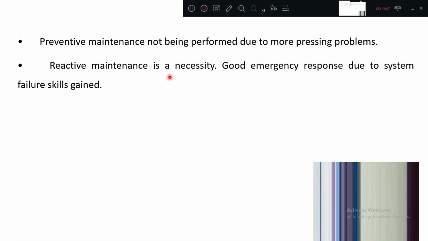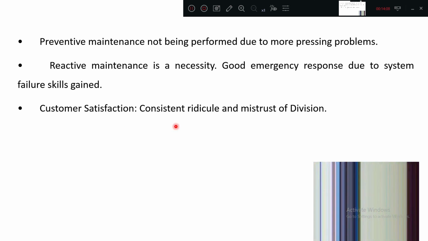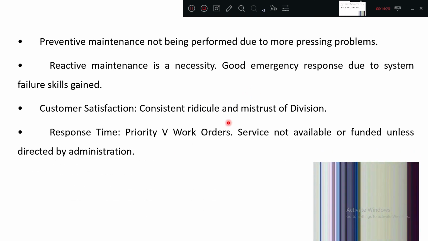Reactive maintenance is a necessity. Means what? Whenever there is a problem, you call the person, get it repaired. Good emergency response skills are gained due to system failure. Means what? Continuous failures are coming, every month or twice in a month. So you have become aware of the situation. If anything happens, you are going to call the person immediately. Customer satisfaction, very poor, with ridicule and mistrust of the division. So if you are a client, then your satisfaction will not be there if you are adopting this type of service.